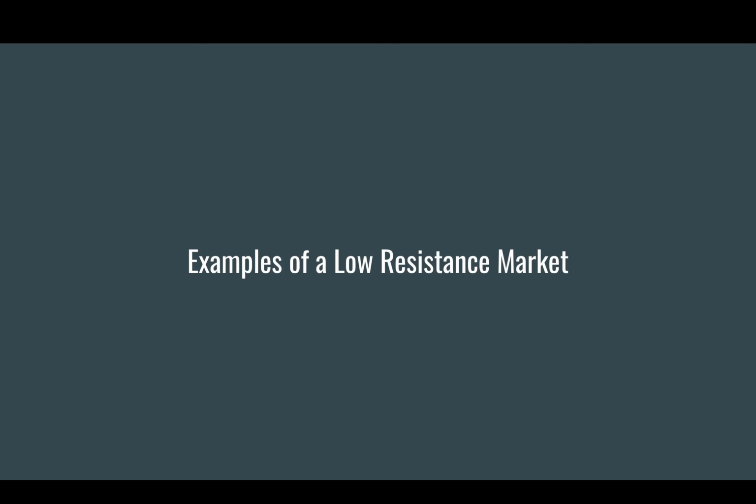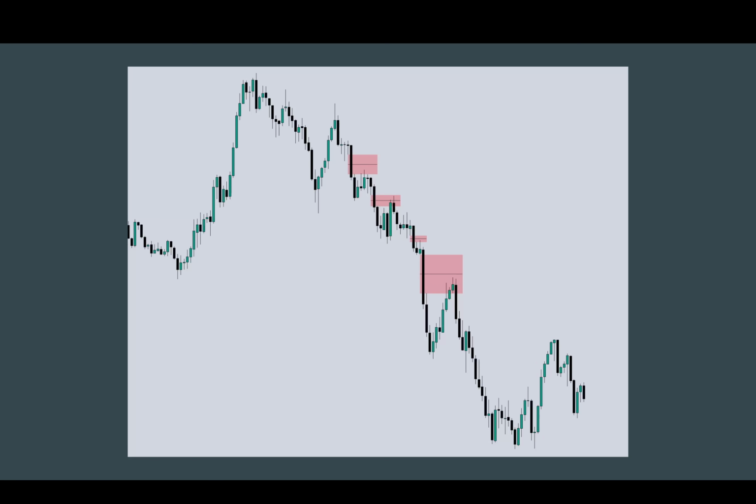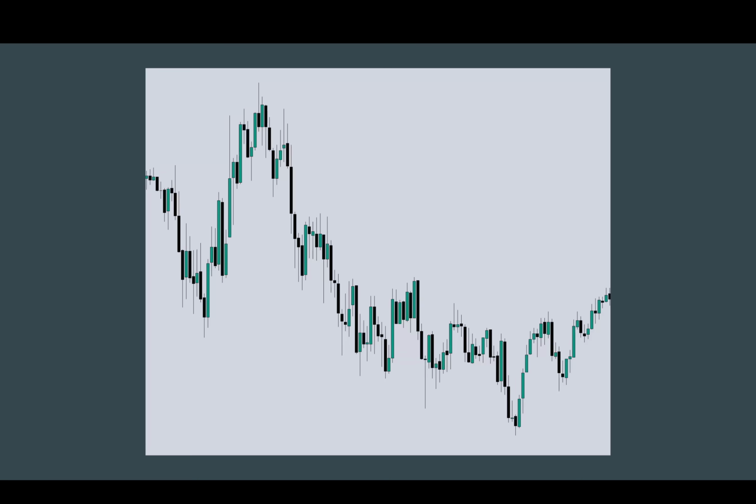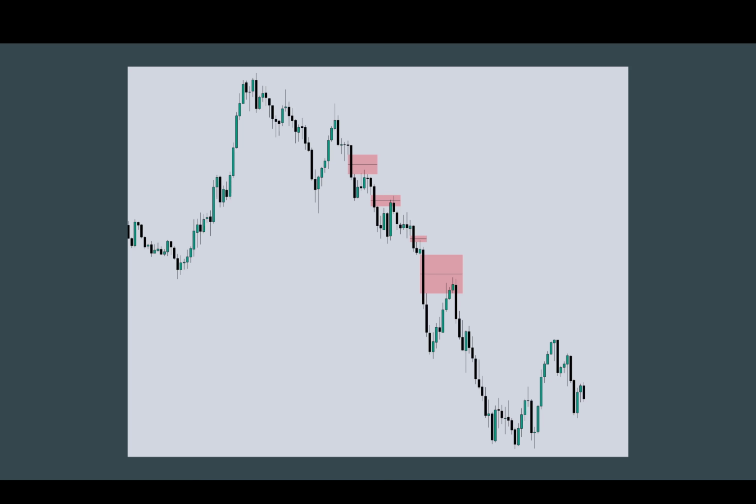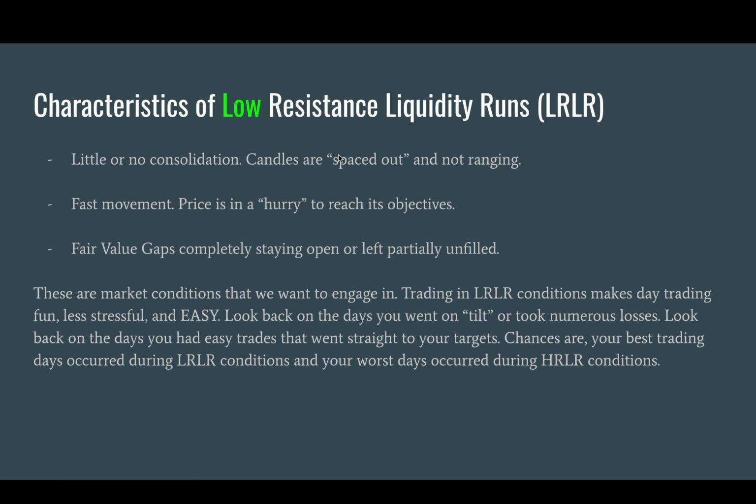Now, examples of a low resistance market. Look at that. Isn't that refreshing? It's a breath of fresh air. Just compare here. I have a few fair value gaps here. Not much on the chart, but I want you to notice what we covered. Let's go back a few more slides. Characteristics of a low resistance liquidity run market: little to no consolidation. The candles are spaced out. We're not ranging. We have fast movement. Price is in a hurry to reach its objectives. Fair value gaps completely staying open or left partially unfilled.